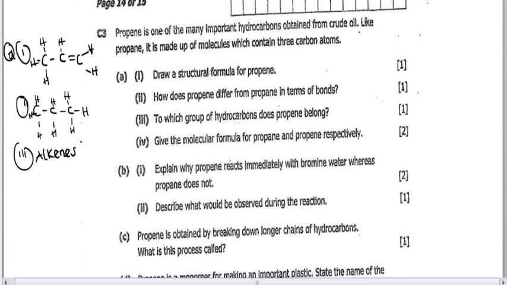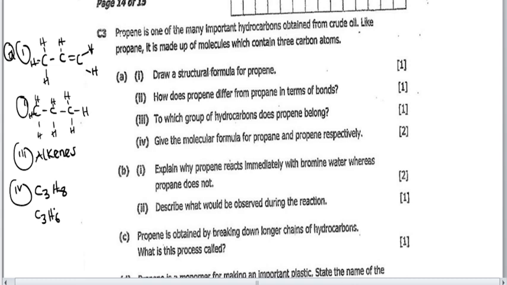Give the molecular formula for propane and propene respectively. Let me start with propane. Propane is C3, meaning there are 3 carbons. Then hydrogens, you just count them: 1, 2, 3, 4, 5, 6, 7, 8. So H8. Propene, again 3 carbons, but the number of hydrogens has reduced, they are 6. So H6. Okay, we go to the other one.